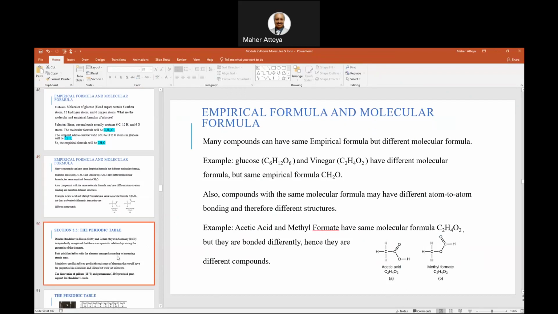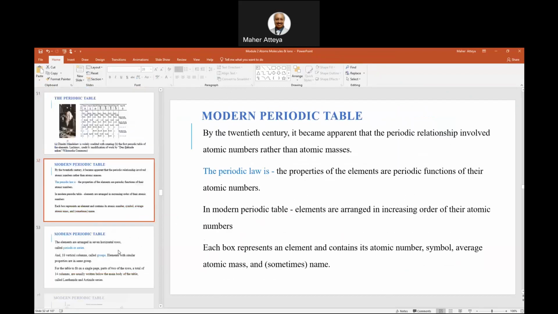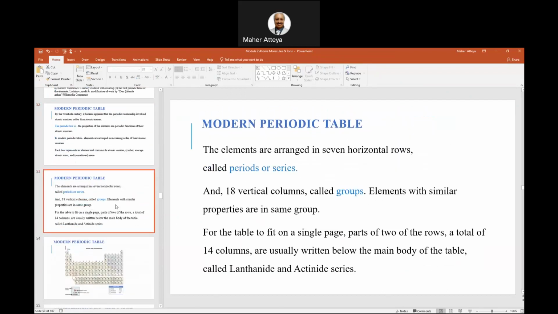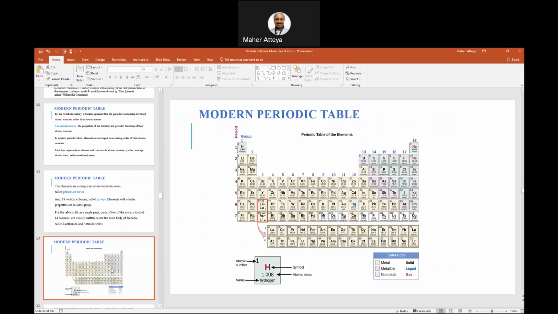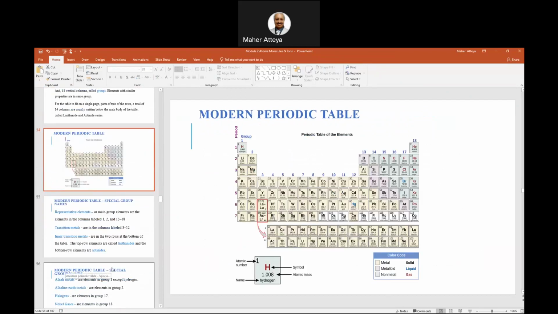So that's the periodic table. As you see in the periodic table, the atomic number is at the top and the atomic mass at the bottom. Some periodic tables use the opposite, putting the atomic mass at the top and the atomic number at the bottom.